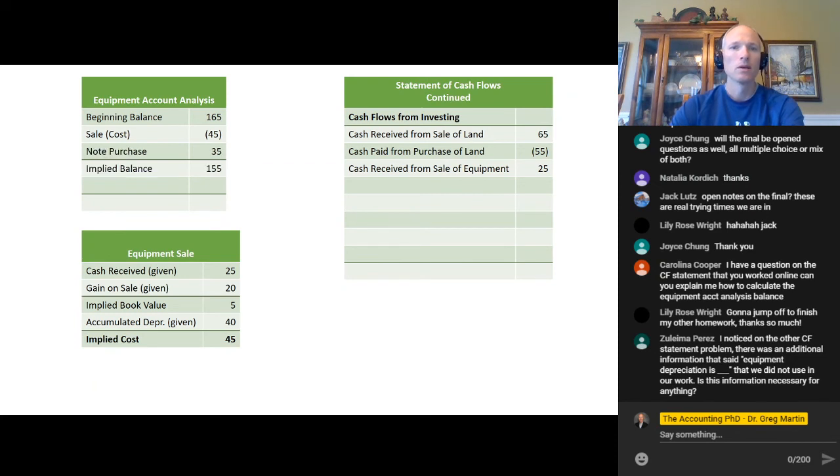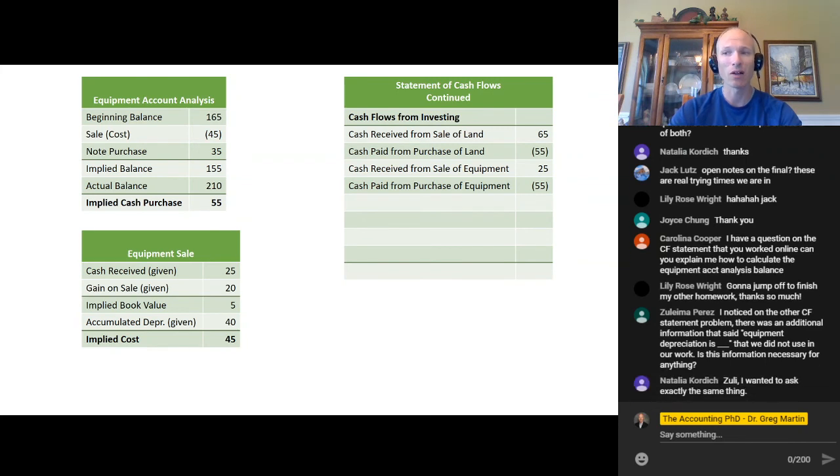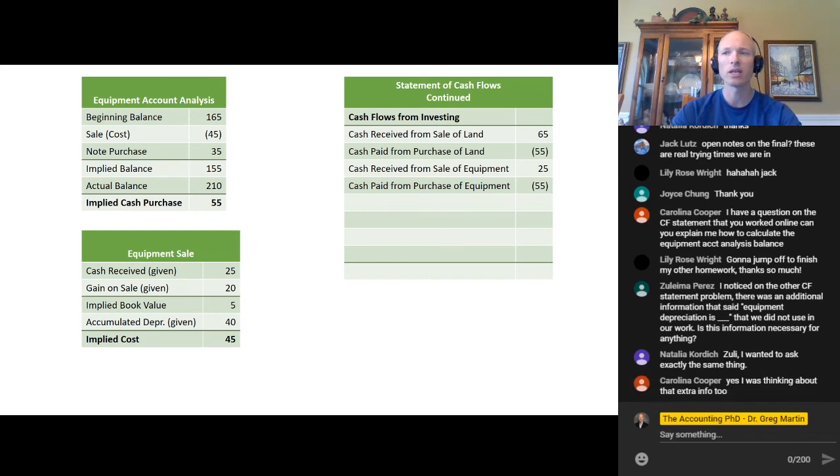We're also told in the additional information that we purchased some equipment using a note of $35. Given all that information, we had $165 at the beginning. We sold equipment that had a cost of $45, and we purchased some equipment with a note. That tells us that if this is all that happened, the equipment account balance should be $155. But in reality, the balance was $210. Given that the actual balance is $210, the only thing that would explain that difference was the $55, and that would be the cash purchase.